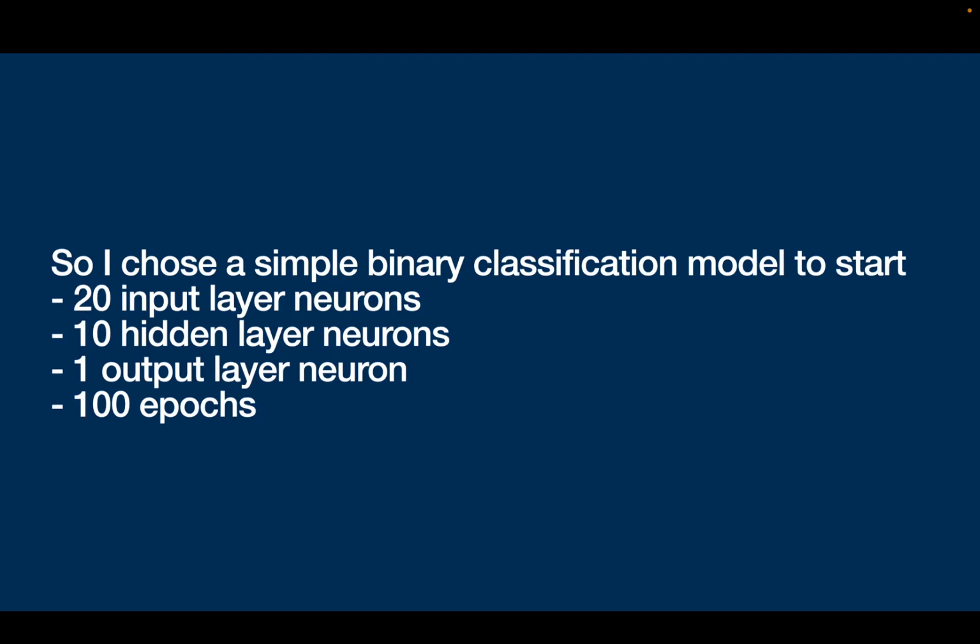So I figured the actual model I would subject to experiment was incredibly simple. Just 20 input layer neurons, 10 hidden layer neurons, one output layer neuron. So basically 3 layers, binary classification, true or false.